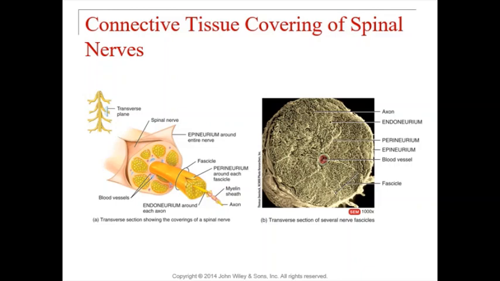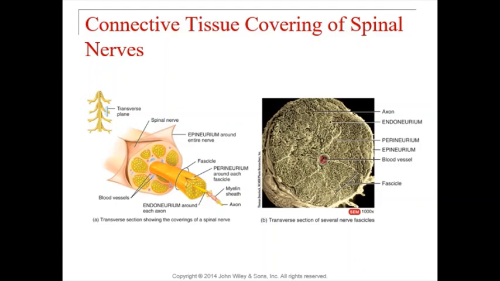Around a collection of muscle cells, or a fascicle, is perimysium, and around the entire muscle is epimysium. Your nerve has connective tissue coverings very similar to muscle. And it's so similar, their names are actually going to be similar. Remember, there was endomysium, perimysium, and epimysium in muscle. Well, there are also 3 connective tissue coverings for your nerves.